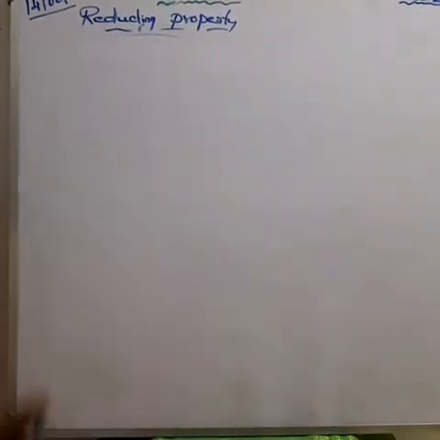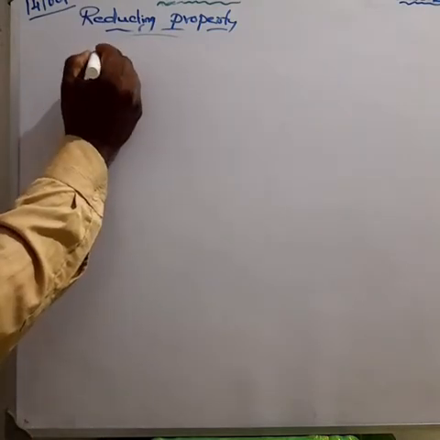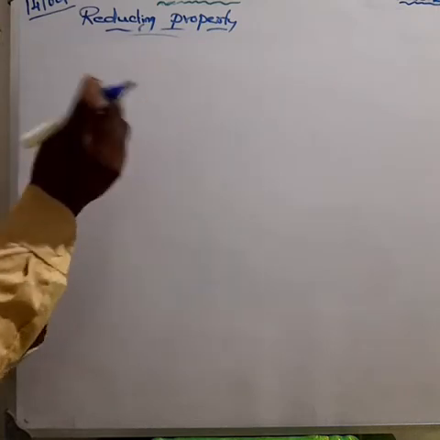What's the name of the compound? How much ammonia is there? 4 ammonia. So we can say tetraamminecopper 2 ions.